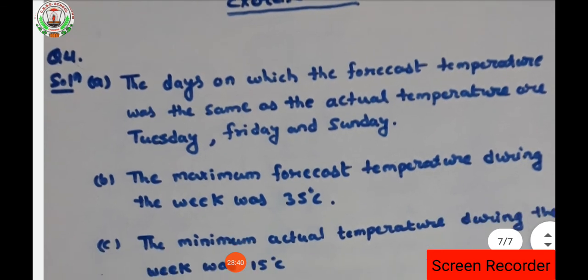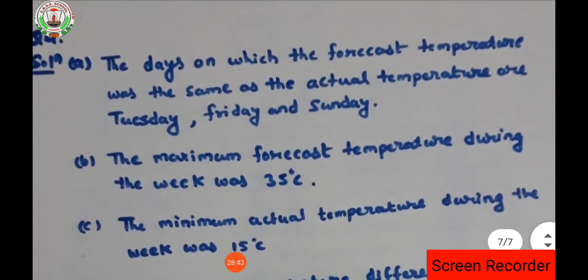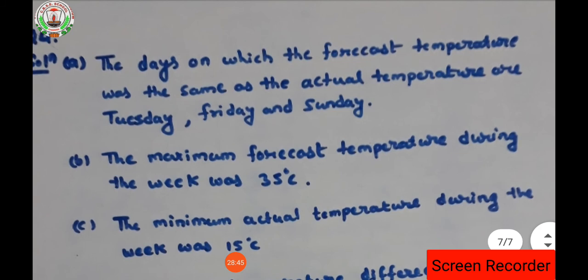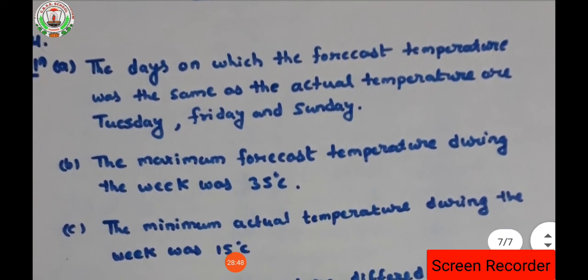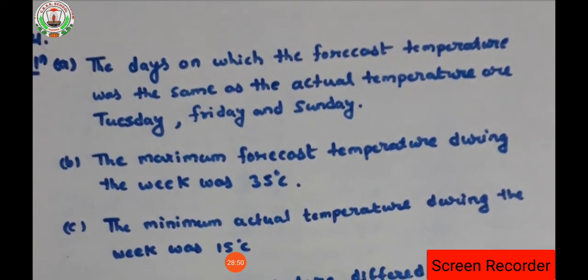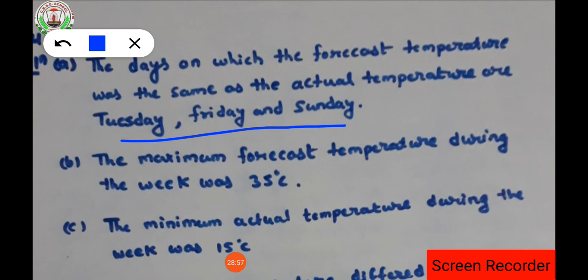Next, let us look at the answers. So what is the answer being given? Question A, on which day was the forecast temperature same as the actual temperature? So the days on which the forecast temperature was same as the actual temperature are Tuesday, Friday and Sunday. That is, on Tuesday, Friday and Sunday, the forecast temperature and the actual temperature are the same.